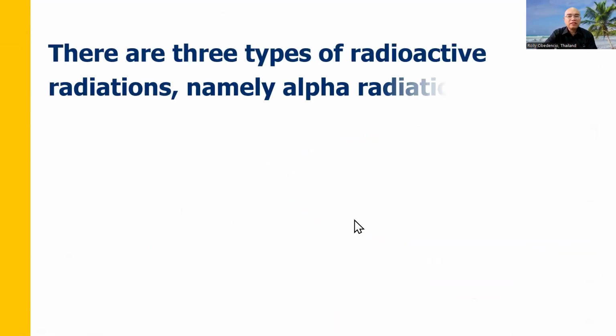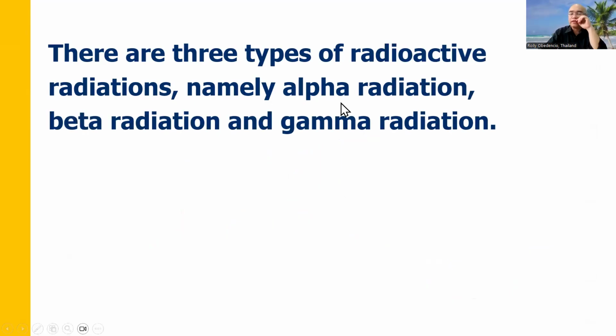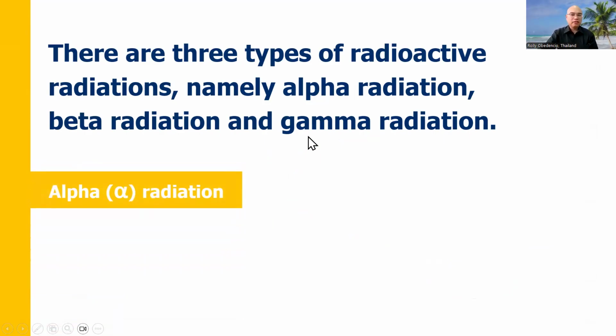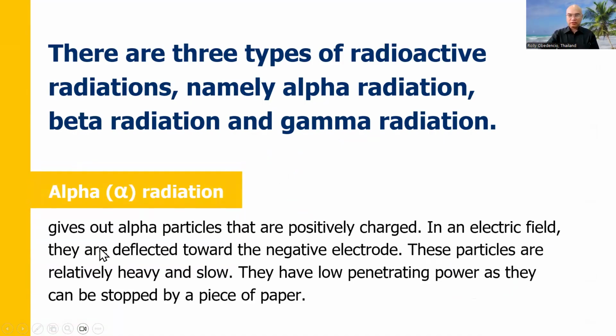Now there are three types of radioactive radiations, namely alpha radiation, beta radiation, and gamma radiation. Now, what is alpha radiation? It gives out alpha particles that are positively charged. In an electric field, they are deflected toward the negative electrode. These particles are relatively heavy and slow. They have low penetrating power as they can be stopped by a piece of paper.